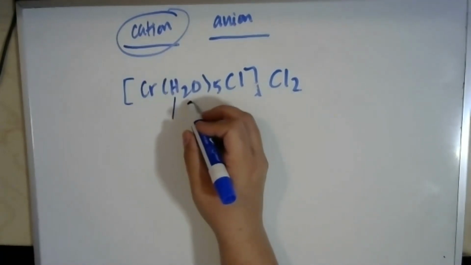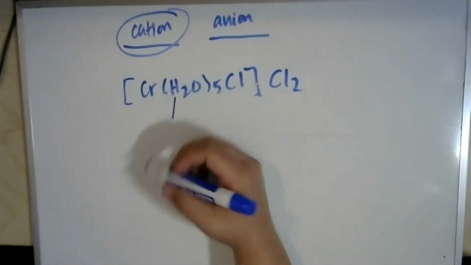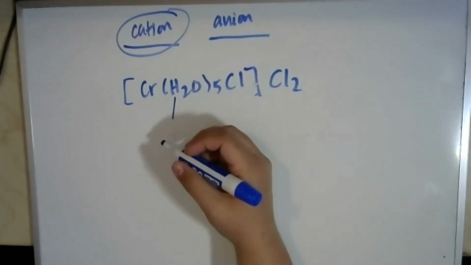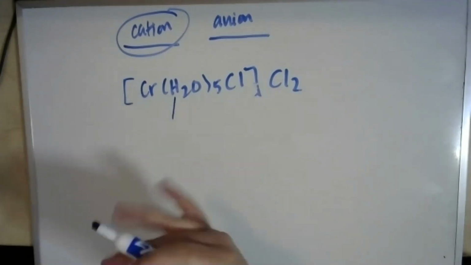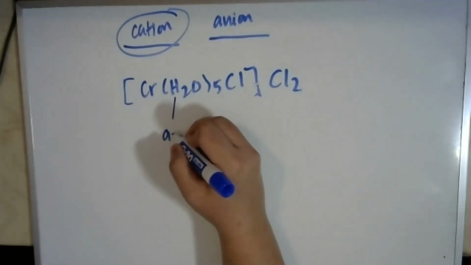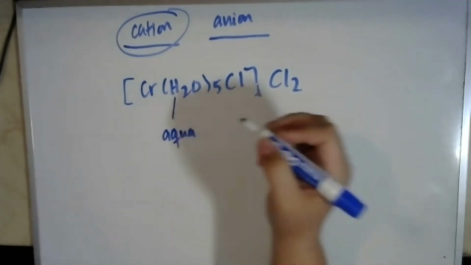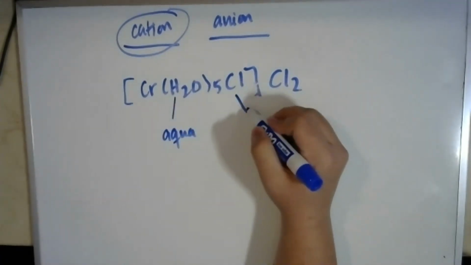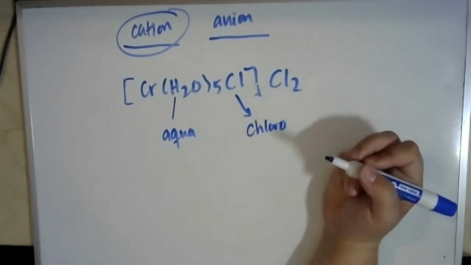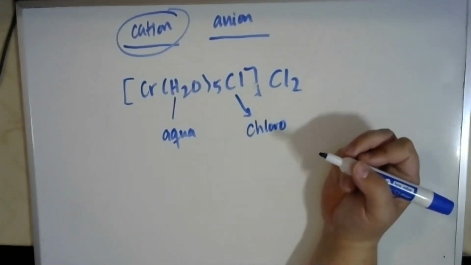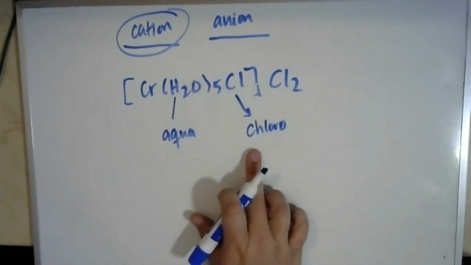Okay, so when you see H2O, which is water, the name of that particular ligand is going to be aqua, right? You have to know the proper name. You can't just write water in there. Okay, the name for the chloride ion is going to be chloro. Right? And you want to put these in alphabetical order.